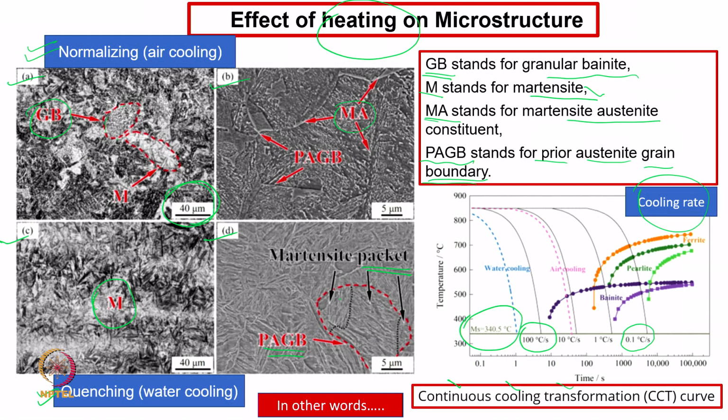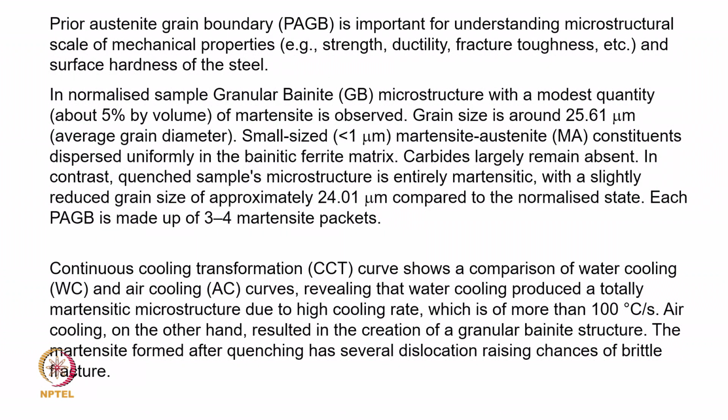In case of A, we are finding some bainite formation, and in the case of C and D, martensite is in domination. If you want to express it in other words, the prior austenite grain boundary, that is the PAGB, is important for understanding the microstructure scale of mechanical properties, because if you are able to see PAGB, you can really predict what the mechanical properties will be, what kind of strength, ductility, fracture toughness, etc. And we also can predict the surface hardness.